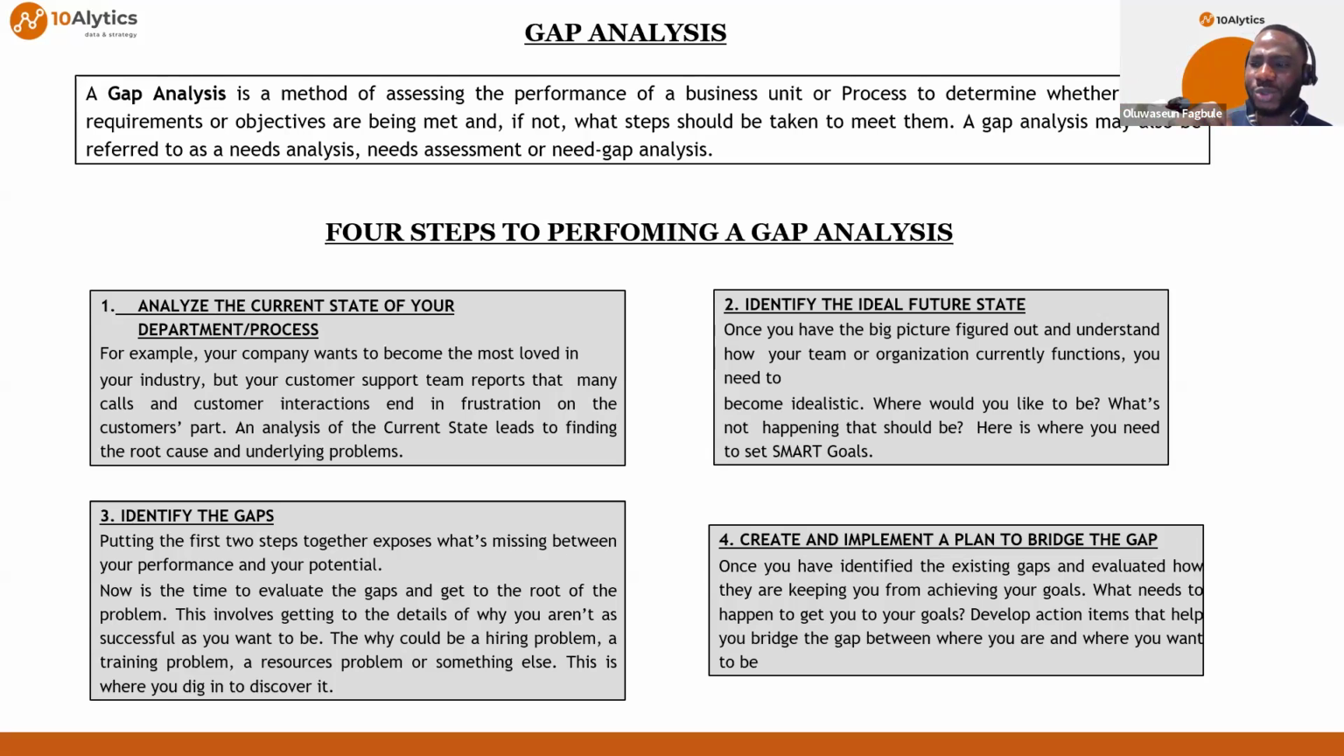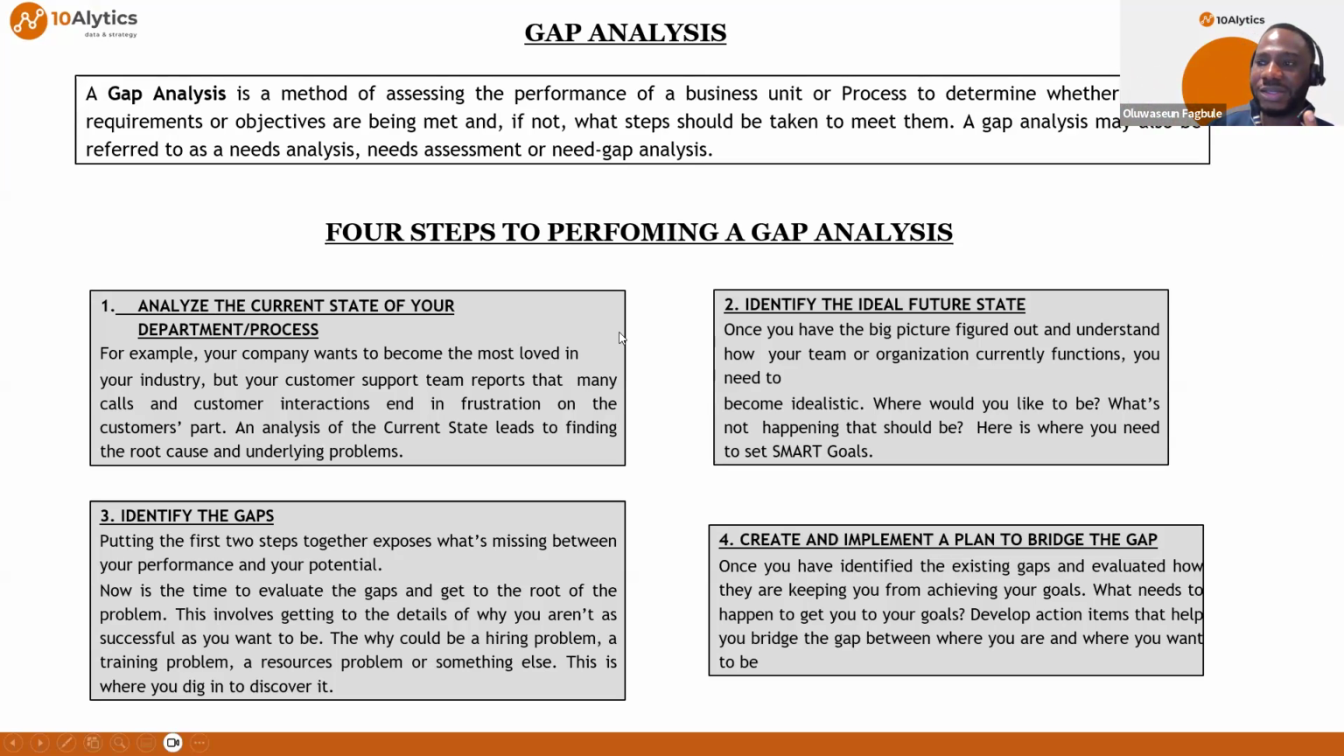At this point, you start to evaluate what the possible causes are. Could it be a hiring problem? Could it be a training problem? Sometimes even the people who are using the processes are not well trained, and that's why it takes them so long to resolve customer issues or complaints. Or it could be a computer or equipment problem. It could be anything, right? But by the time you've analyzed the current state and identified the future state, you're able to identify those gaps. And then the fourth step is to create and implement a plan to bridge that gap.